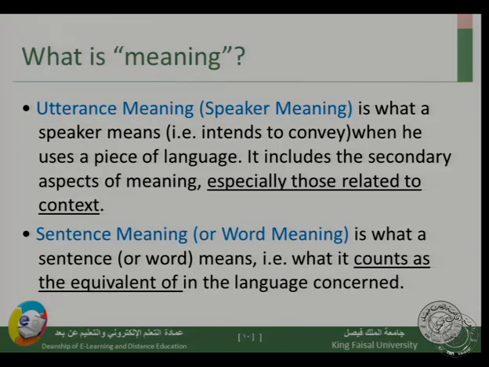In other words, what it counts as the equivalent of in the language concerned. So when you open the dictionary and look up a word, you're seeing an equivalence, something that is equivalent to the word being defined. And this is what we mean by word meaning. So two definitions: utterance meaning or speaker meaning, and sentence meaning or word meaning. They both have different uses, and we're going to talk more about them throughout the coming lectures, so try to keep their definitions in mind.